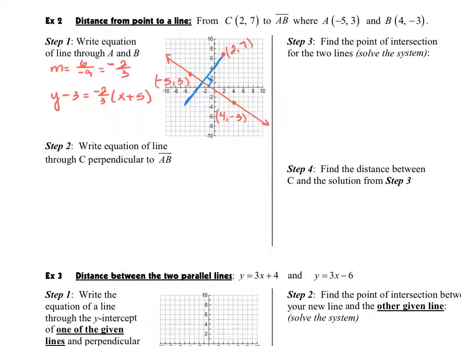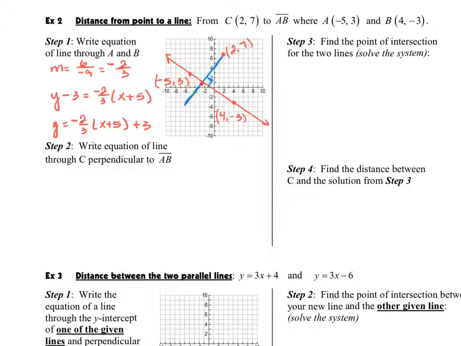I don't want to create more fractions, so all I'm going to do is rewrite this as a -2/3 x plus 5 plus 3, and then I'm going to leave that alone, because that's all I need for right now.